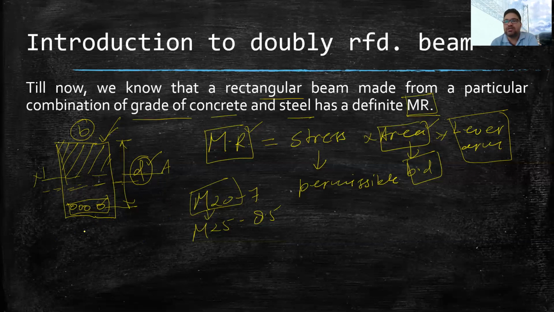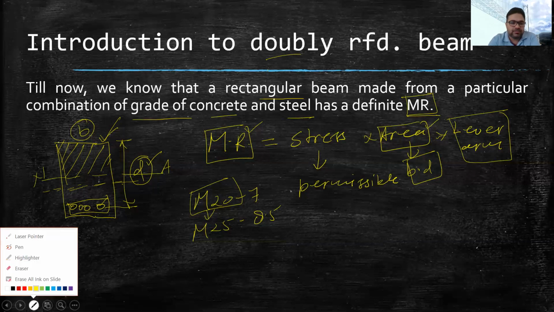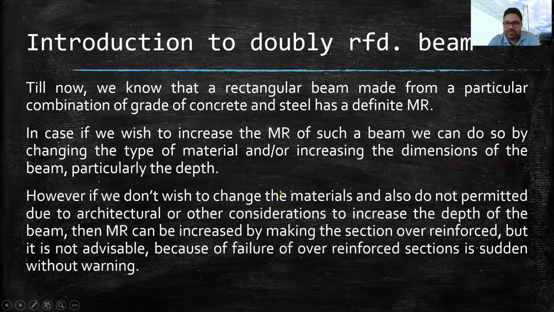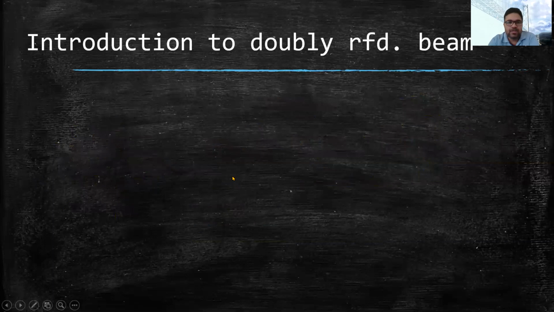Now we have another option, and that option will evolve another type of beam, which is called the doubly reinforced beam. So we will see that in the next slide. So till now what I have discussed is written here, you can read it. Now I'm moving to the next slide.